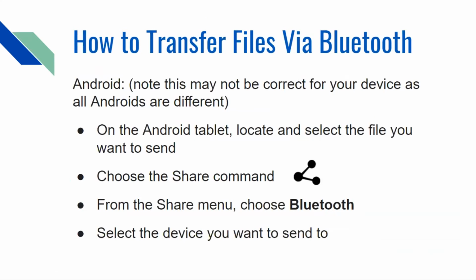On an Android, note this may not be correct for your device as all Androids are different. On the Android tablet, locate and select the file you want to send. Choose the Share command. From the Share menu, choose Bluetooth, and then select the device you want to send to.